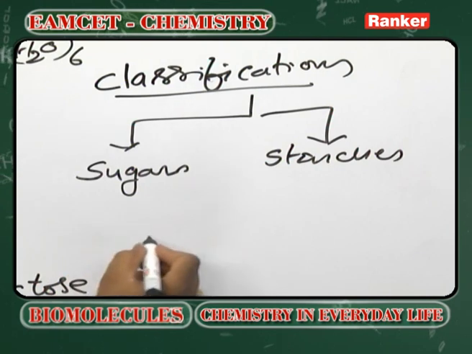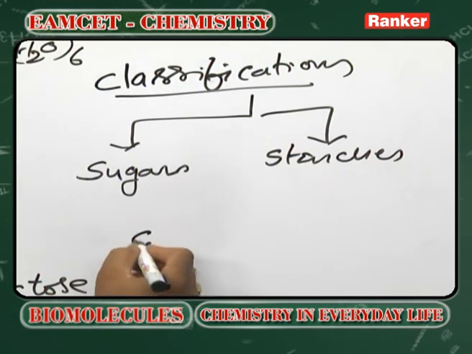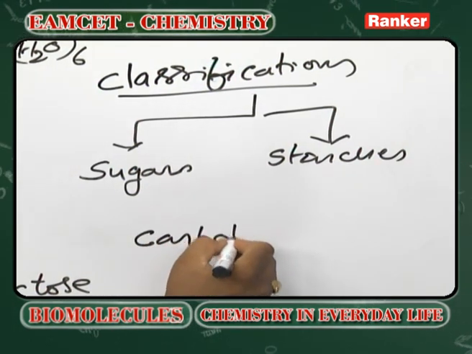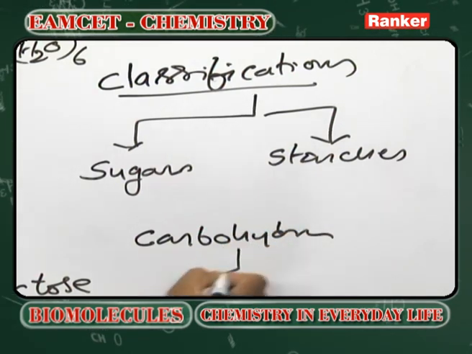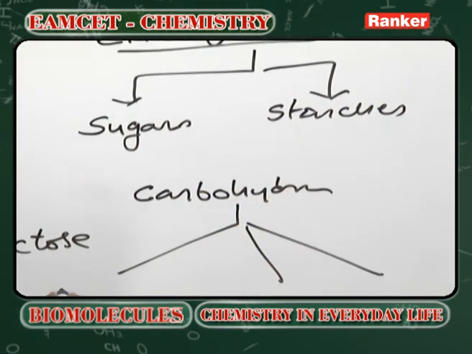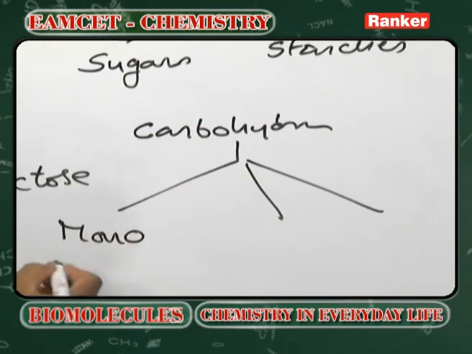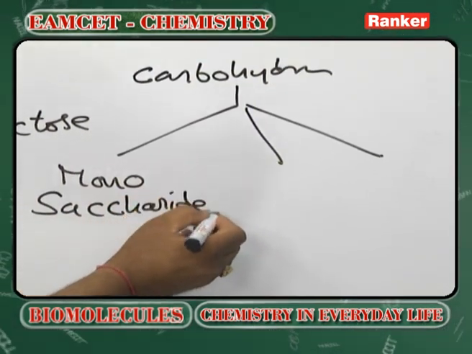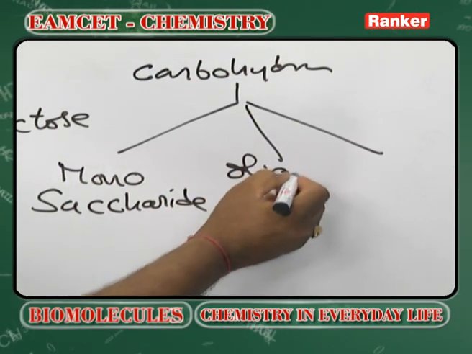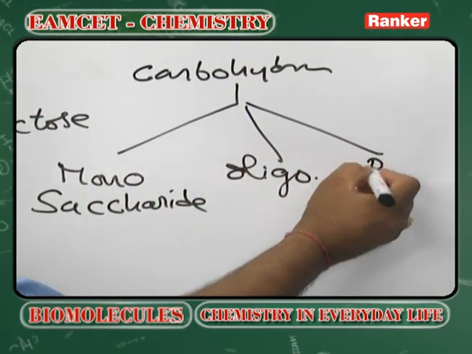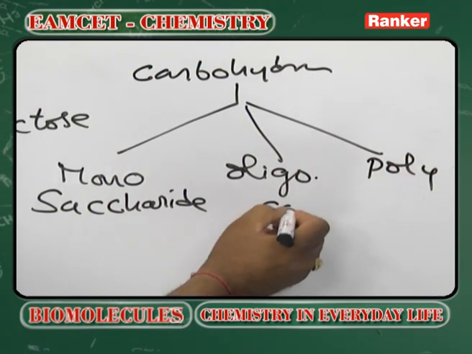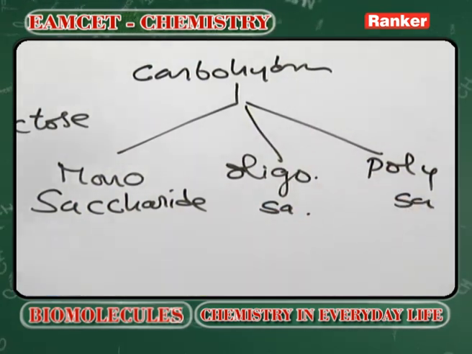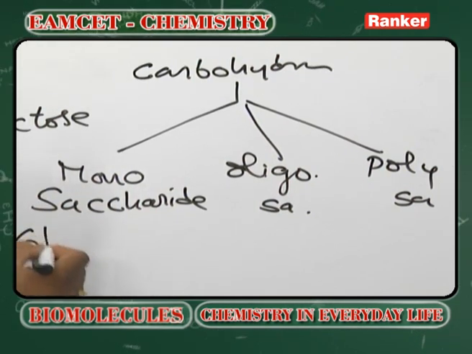Later, the carbohydrates were divided in a different way. Carbohydrates are divided mainly into 3 types: monosaccharides, oligosaccharides and polysaccharides. Saccharide refers to a carbohydrate unit. Monosaccharides are glucose and fructose.